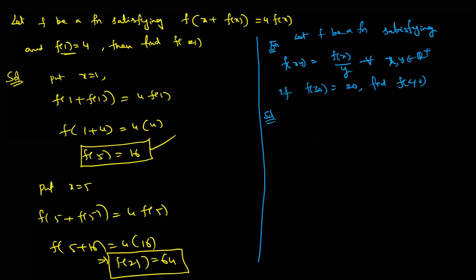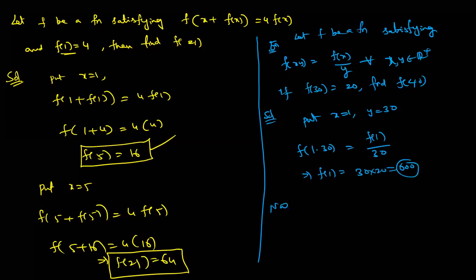How to solve? Anyone? Simple here. Put x is equal to 1, y is equal to 30, because I know the value of f of 30. So what is the result coming? 1 into 30 gives f of 1 by 30. See, f of 30 is how much? Dear students, f of 1 is how much? 30 into 20 is coming, that is 600.